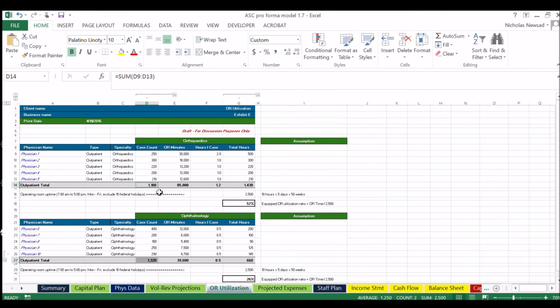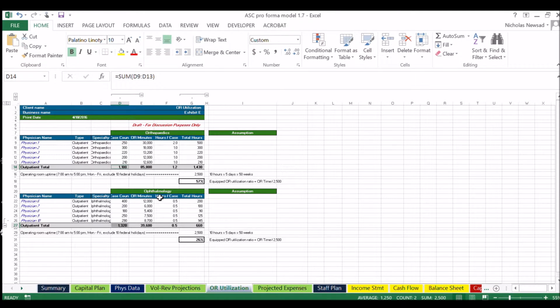We have an OR utilization tab here. If you're going to assign cases to particular ORs or specialties to particular ORs, you can calculate when you're going to hit capacity so you know how large to build out your facility.